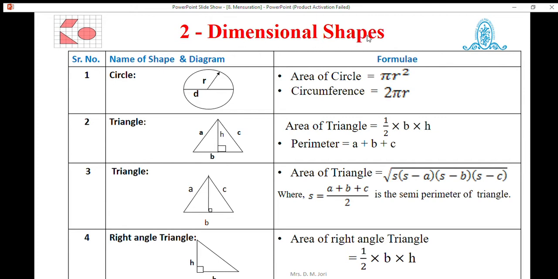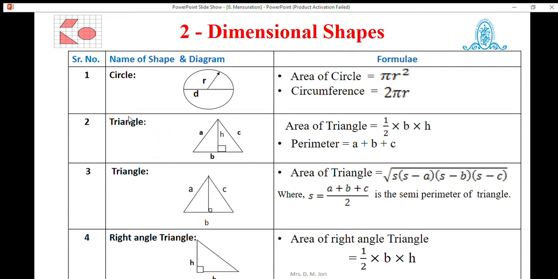So let us first recall all the formulae which you have already studied up to 10th standard. The first two-dimensional shape is the circle. As we know, a circle has radius, diameter, and circumference. The formula to find the area of a circle is pi r square, and to find its circumference, the formula is simply 2 pi r. R is the radius of that circle.